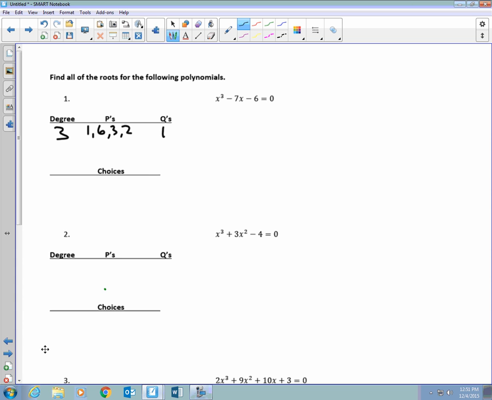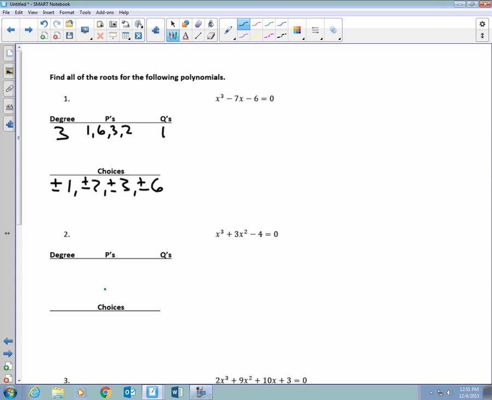So your choices for your solutions are your P's divided by your Q's. So I take each of my P's divided by each of my Q's. So 1 over 1 is 1, and I have to list the positive and the negative. Also, plus or minus 2, plus or minus 3, and plus or minus 6. So pretty easy to list those, isn't it?